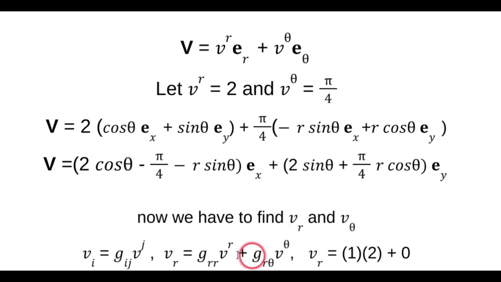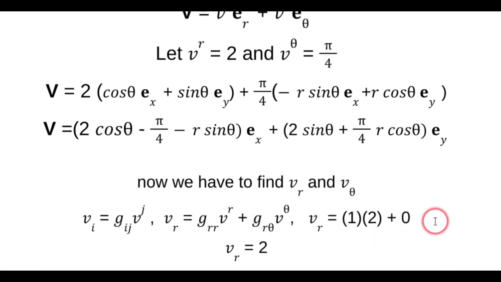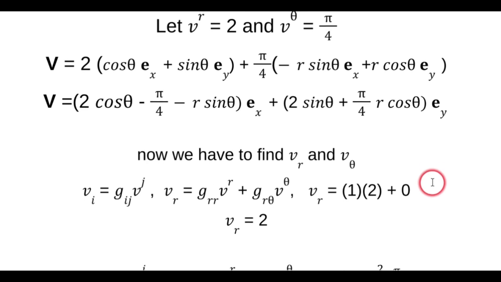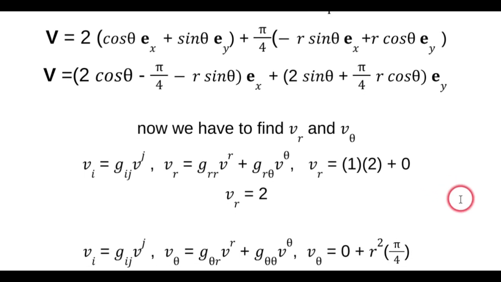All right. So G R R is 1. V R, we made that up, it's here, is 2. And G R theta is 0. So the covariant component is 2. It's the same as the contravariant. All right. Now let's find the next one, which is theta. All right. So theta is the free index. There's a theta here, a theta here, a theta here. Then we do our summation, R, R, theta, theta.